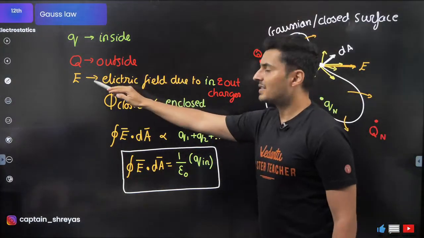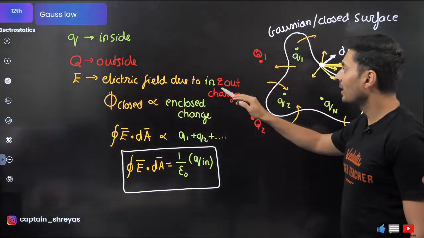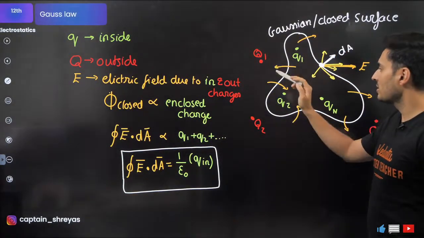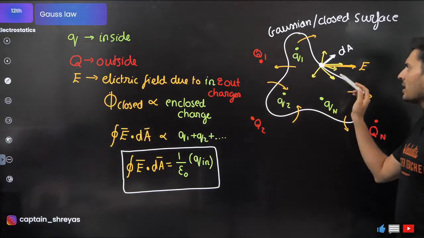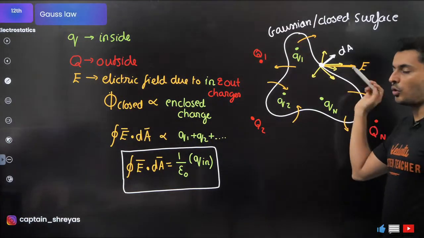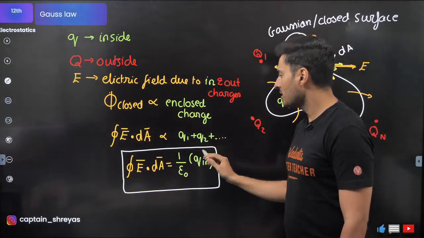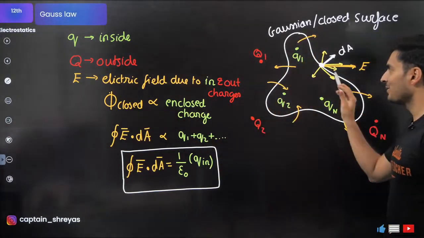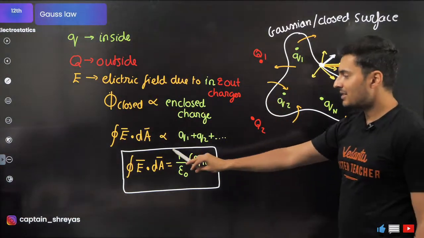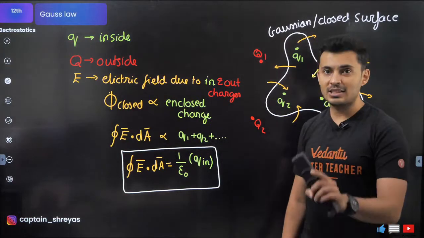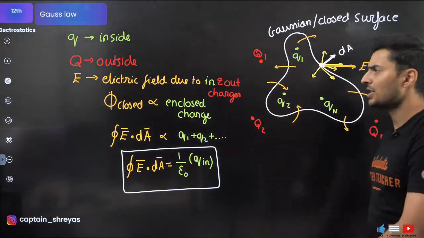When I write this, the electric field is both because of inside as well as outside charges. This charge, this charge, this charge, this charge, all the charges give field. This E is the net contribution of all the fields. But whatever you write on the RHS is only because of the charges which are inside. So LHS has the field contribution because of all the charges. RHS has the charge contribution only because of the inside charges.